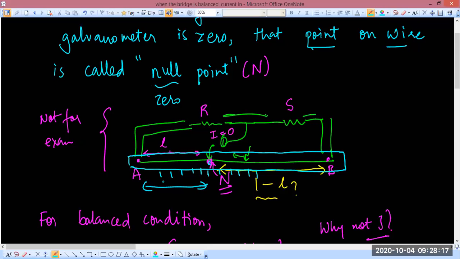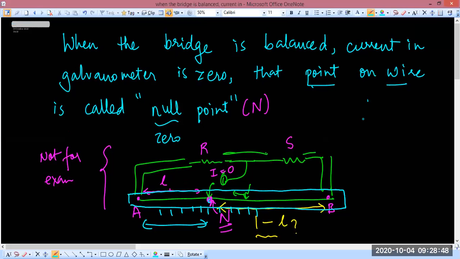Is the null point exactly in the middle of the wire? No. Then what's the need to do the experiment? If we already knew the null point is at the midpoint, there would be no need. The null point can actually be anywhere. You will have to slide it and find it. I hope everyone realizes that null point is not necessarily at the midpoint. Otherwise there would be no need for an experiment. Think about this. R upon 50, that is 0.5, half wire, is equal to S upon 0.5.